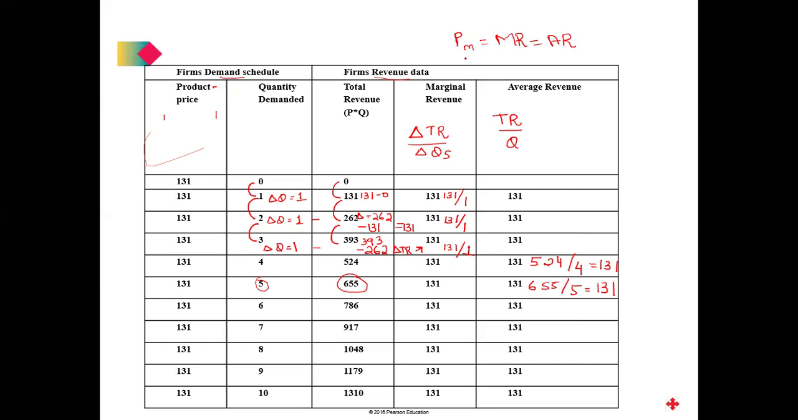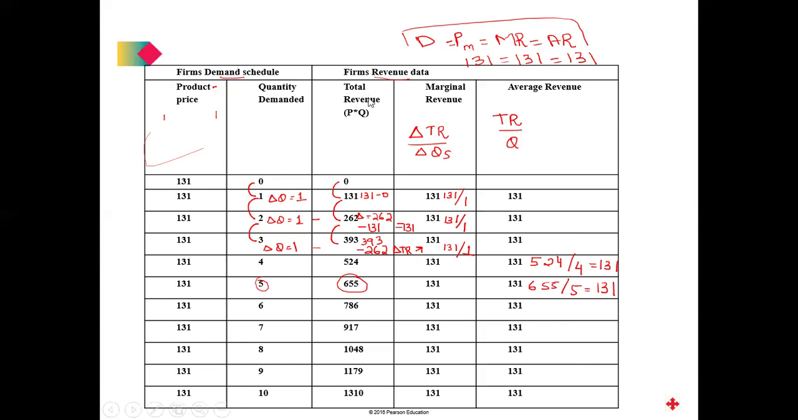Okay, so for example, if the market price is 131, the marginal revenue will also be 131, and the average revenue will also be 131. And when we talk about the market price, we are actually talking about the demand curve. So this holds true in perfect competition. In perfect competition, the demand is equal to the market price, and market price is equal to marginal revenue, and marginal revenue is equal to the average revenue. So we have shown this by calculating marginal revenue, average revenue, and total revenue.